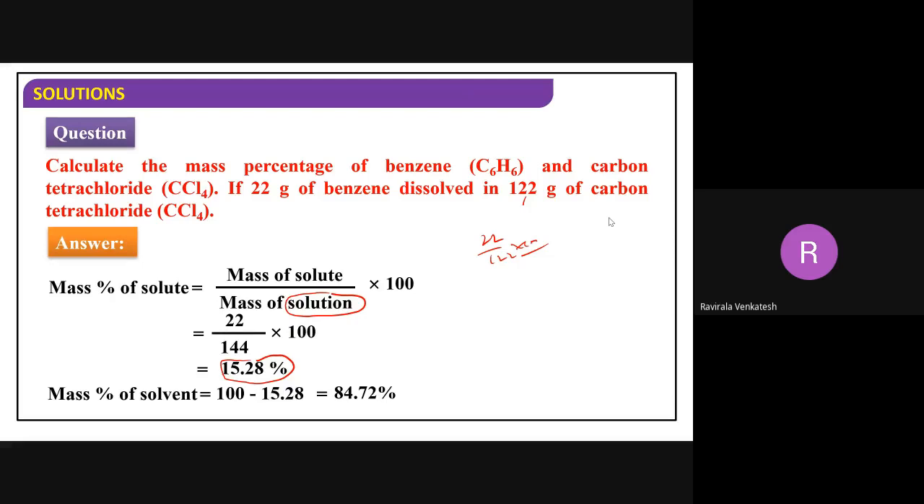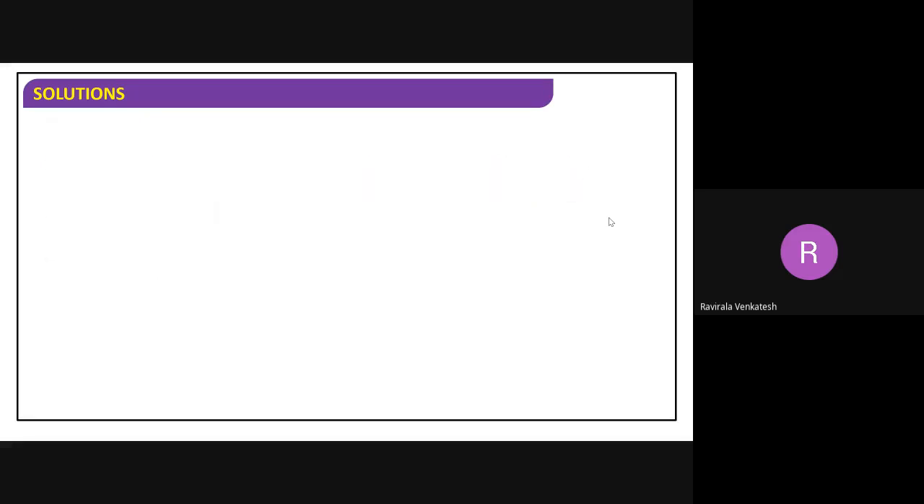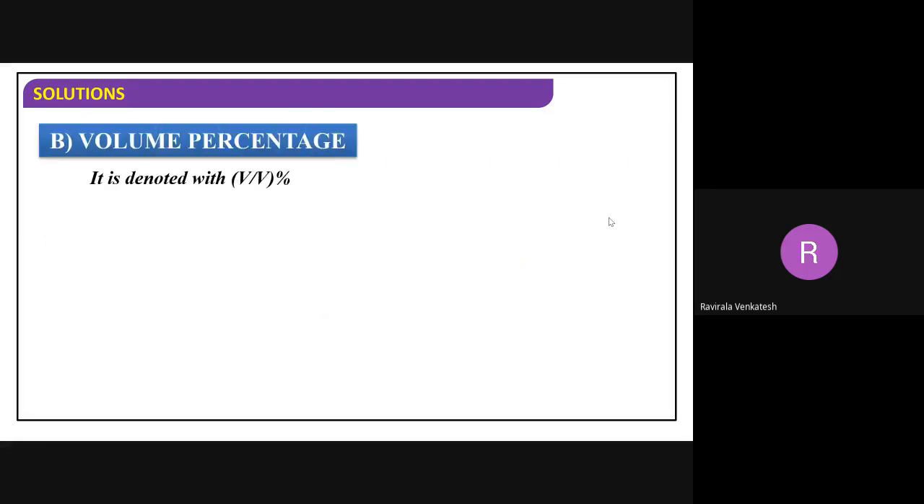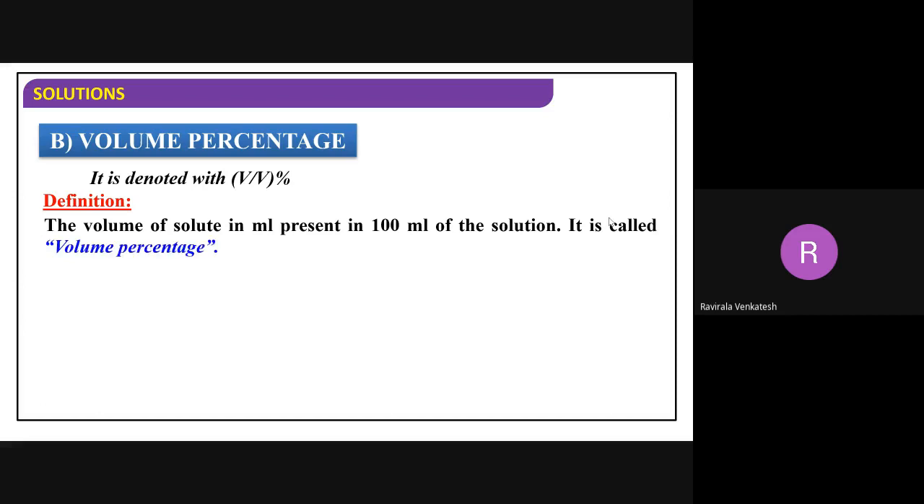This type of question, if you get, is very simple, but they don't ask directly. Indirectly you will get this question. Now let me take volume percentage. When do we take volume percent, beta? When solute and solvent are both in liquid state, we take this method, volume by volume. When both are in solid state, we take the weight by weight method. When both are in liquid state, we take volume by volume method. Generally, the percentage of alcohol we calculate by this method.